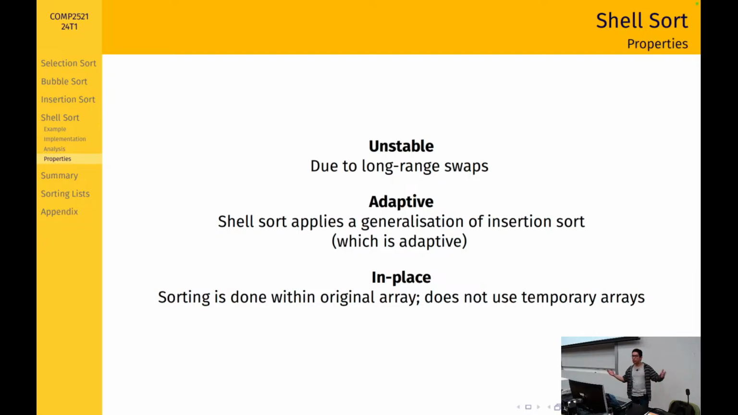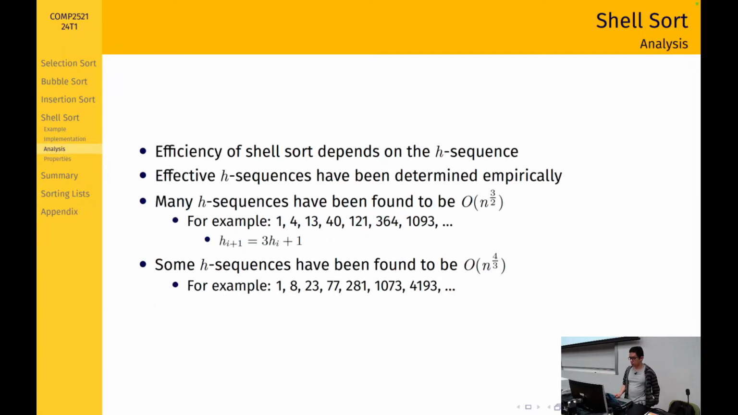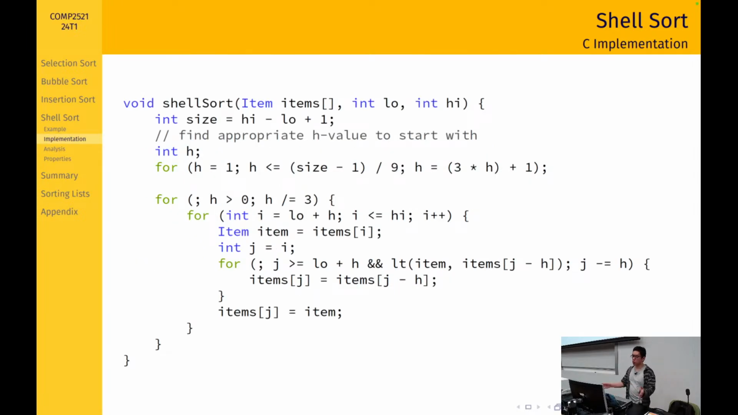Shell sort is also adaptive. The reason it's adaptive is because it pretty much uses insertion sort, a generalization of insertion sort where you compare each element to the elements H spaces away from you. And because insertion sort is adaptive, shell sort is also adaptive. And shell sort is also in place, because if you look at the algorithm, it doesn't use any temporary arrays.